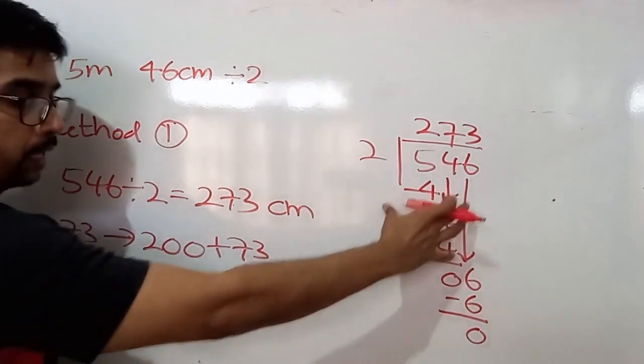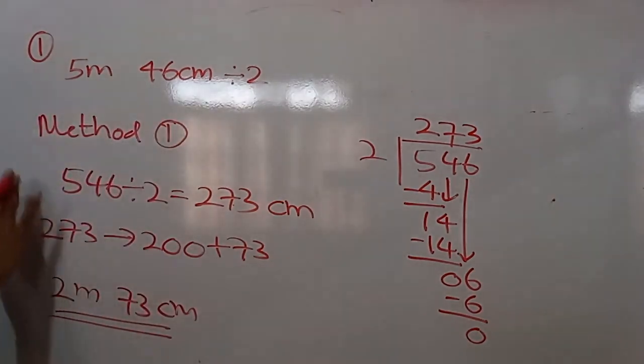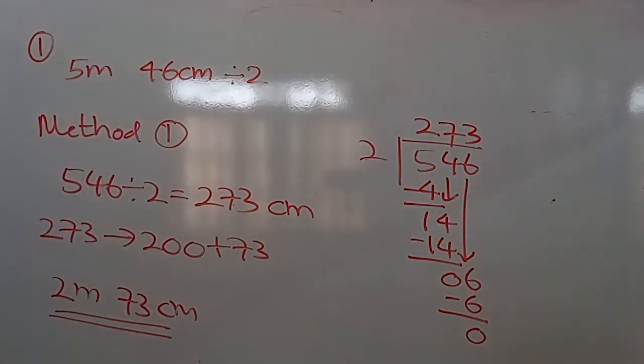My division part should be visible. Next, write these down under method 1. Now pause the video and write.